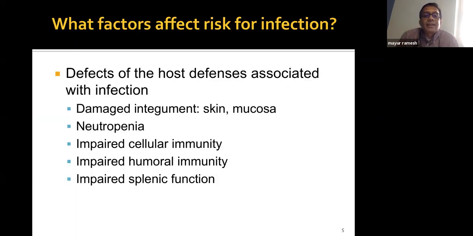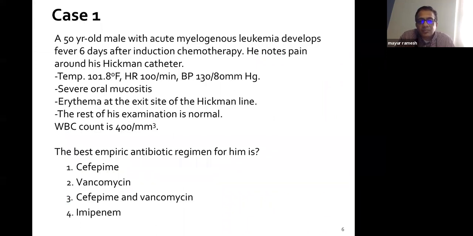So when it comes to various types of infections, we want to understand the immunology of what the immune deficit is. That always helps us think about what infections may be present and might guide us in terms of empiric antimicrobial therapy. Some of the host defense defects associated with infection could be damaged integument, skin or mucosa; neutropenia, which is an impaired innate immune system; impaired cellular immunity; or impaired humoral immunity. Both the cellular and humoral immunity are considered the adaptive immune system. And it could be impaired splenic function. So let's start with the case, and then we'll develop the immune deficits as we go along.